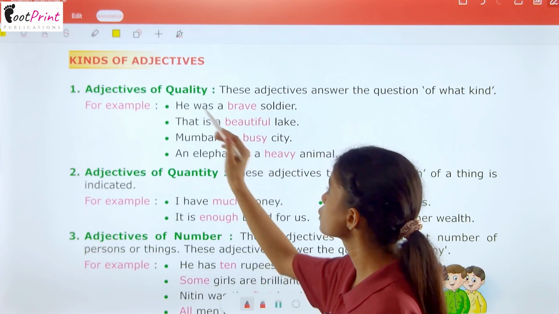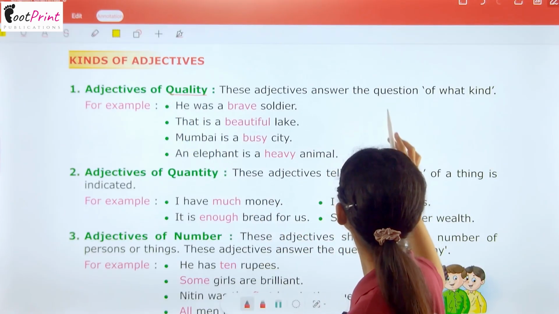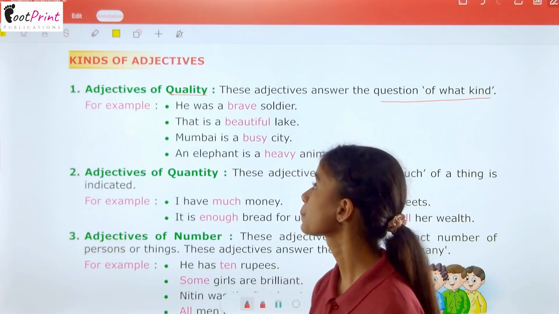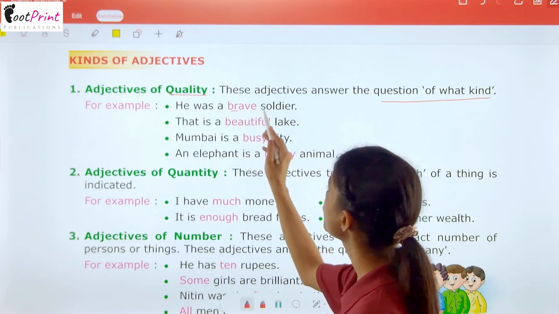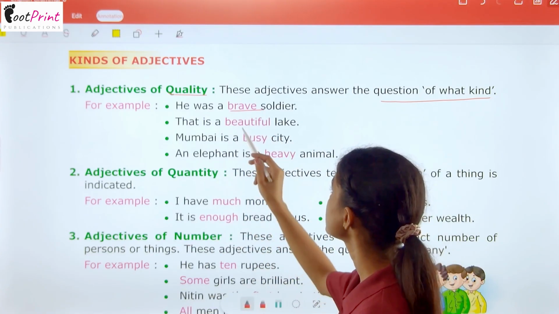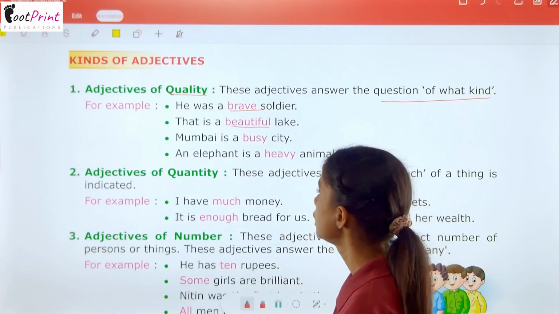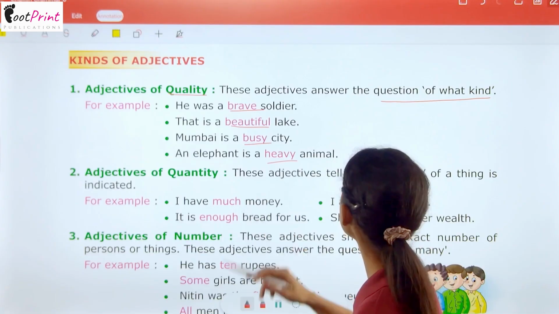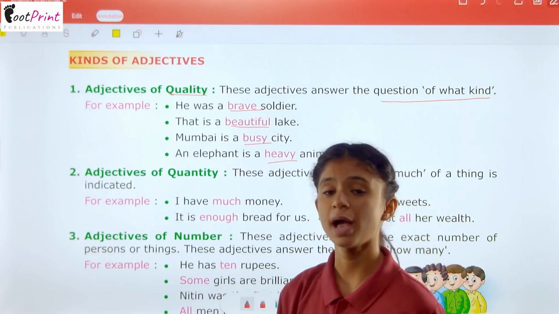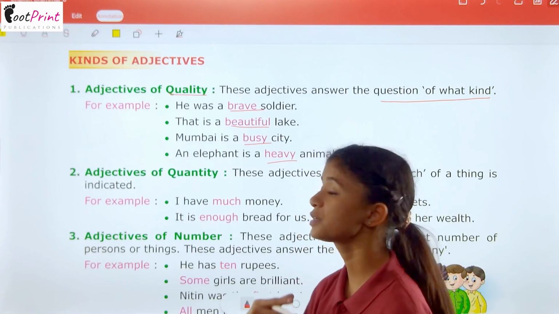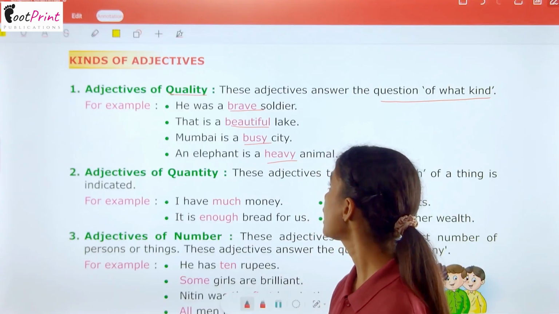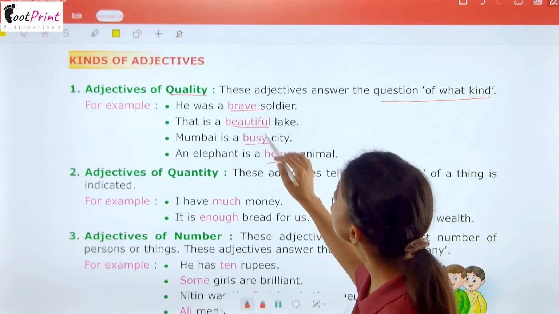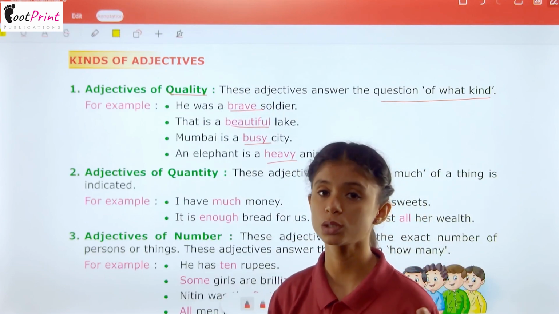First, we have adjectives of quality. They answer the question of what kind. They tell the quality of our subject. For example, he was a brave soldier. That is a beautiful lake. Mumbai is a busy city. An elephant is a heavy animal. So, what kind of animal is an elephant? What kind of a city is Mumbai? What kind of a lake is it? And what kind of a soldier is he? So, these are all the answers to these questions of what kind.